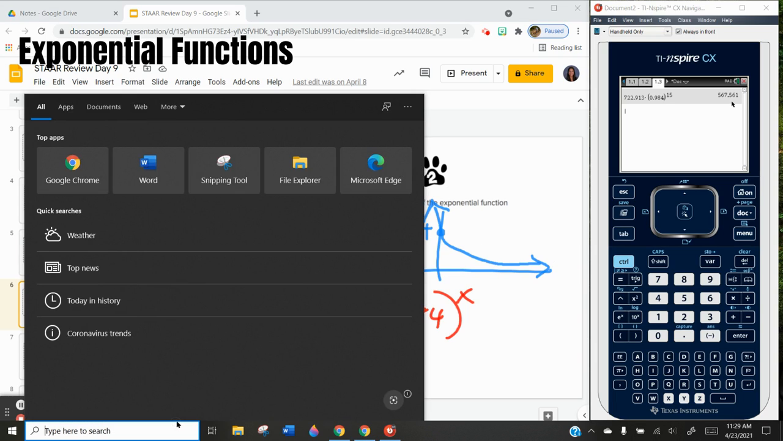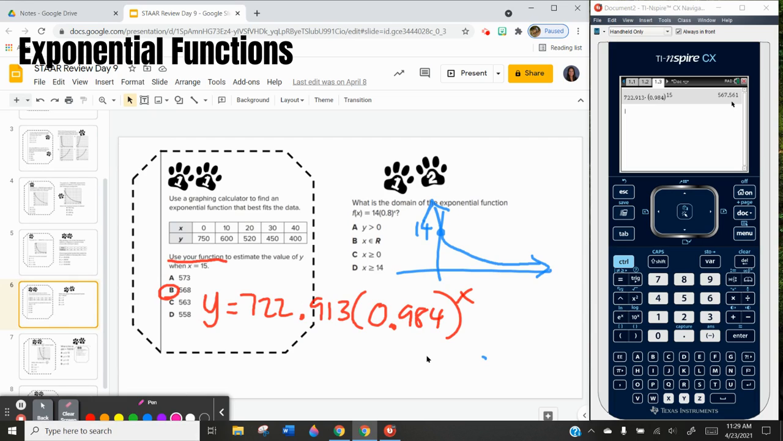So here it's asking for your domain. Remember that your domain is how far left to right your graph is going. If you look at the right-hand side, that graph is going to continue to go forever to the right. It will also continue to push out all the way to the left. So that's going to be all real numbers. And since left to right is your x value, we know that we can cross out A because that's a y. So the answer is B, all real numbers.